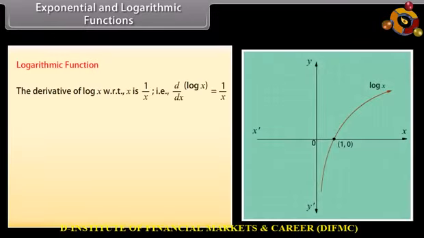Logarithmic functions. The derivative of log x with respect to x is 1 by x, that is, d by dx of log x is equal to 1 by x.